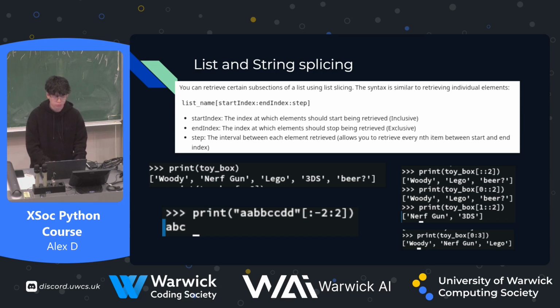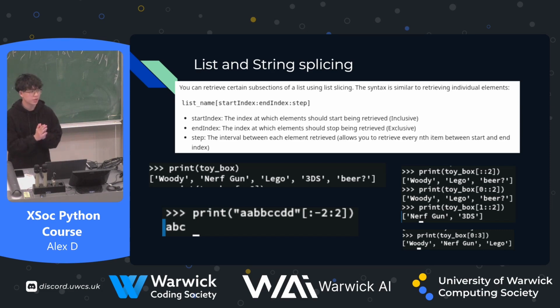In the third example, we've got toy box 1::2. So that means we're going to start at index number 1, and then we're going to step forwards 2 elements. So that's going to print Nerf gun, and then it's going to print 3DS.